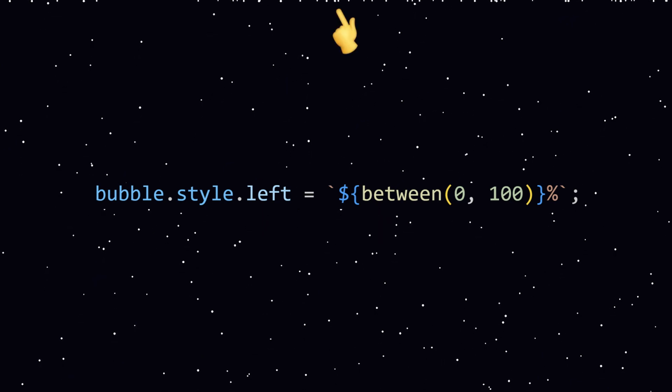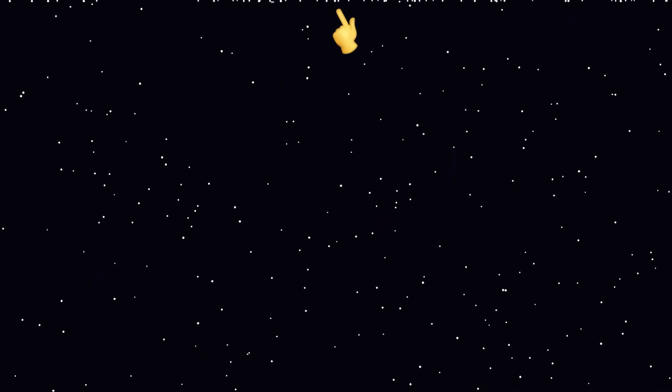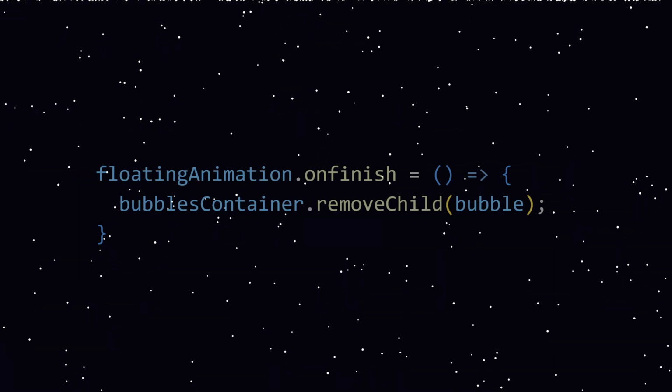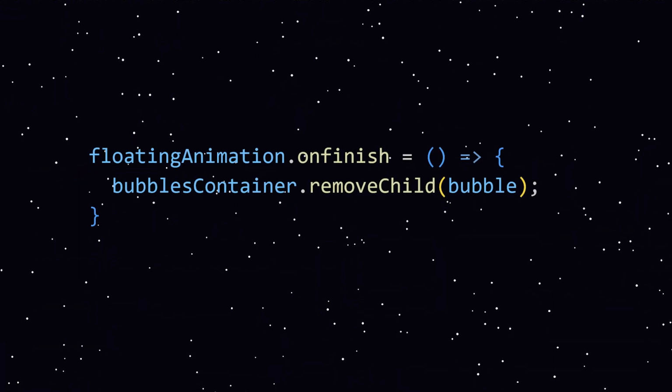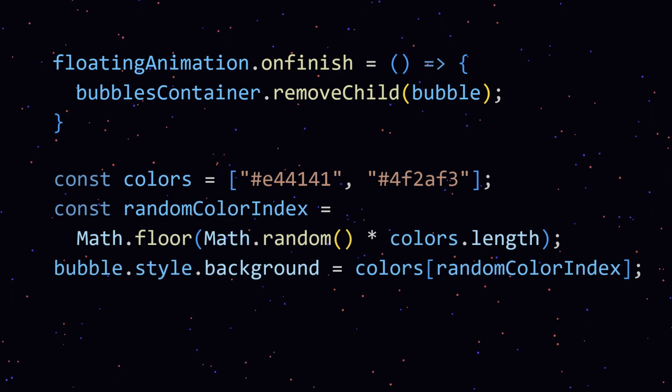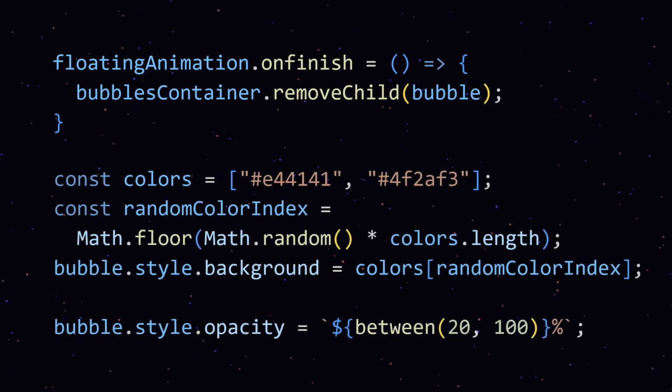But why are the bubbles sticking to the top? I thought we moved it above the top. Turns out they actually animate out of the screen, but once the animation is done, they reset to the default top, which is 0. But that's not a problem because we should remove the elements once the animation is done anyways. And now all there is left to do is give them a random color and opacity and we're done.